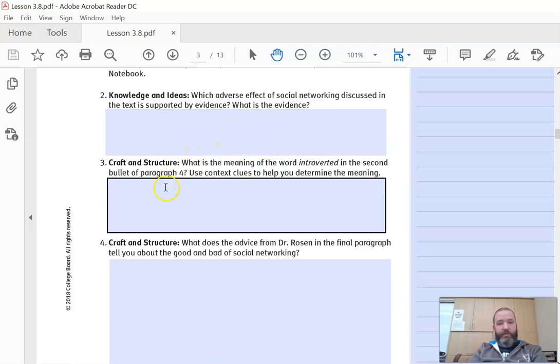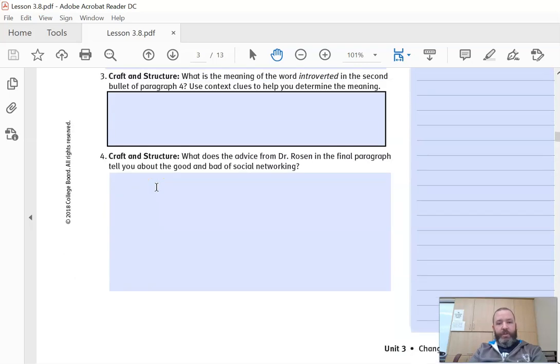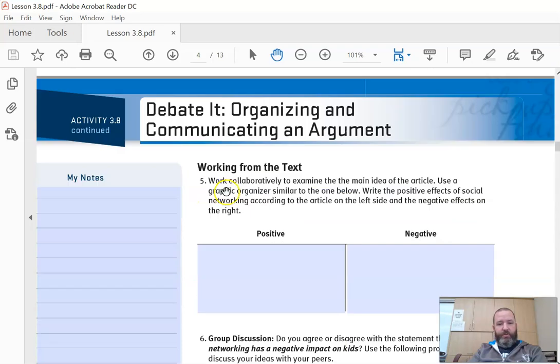Okay. Number 3, craft and structure. What is the meaning of the word introverted in the second bullet, paragraph 4? Use context clues to help you determine the meaning. Number 4, what does the advice from Dr. Rosen in the final paragraph tell you about the good and bad of social networking? So revisit Dr. Rosen's advice, and what does that tell us about social networking?